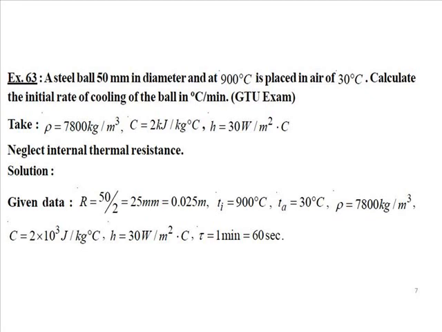So the data are available with us, where the time duration is 1 minute, because we have to find the answer in terms of degrees Celsius per minute. Now we try to solve this problem. First we convert the diameter available in millimeter into meter, and the time available in minute into second. You can see the things are available here. Now we find the solution of this problem.